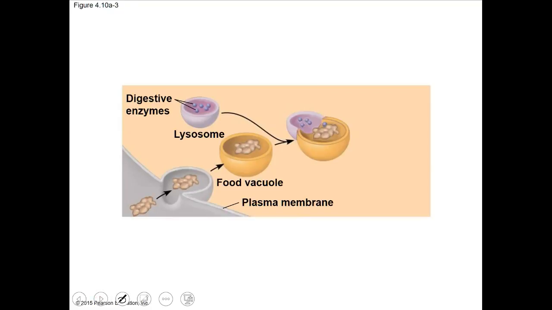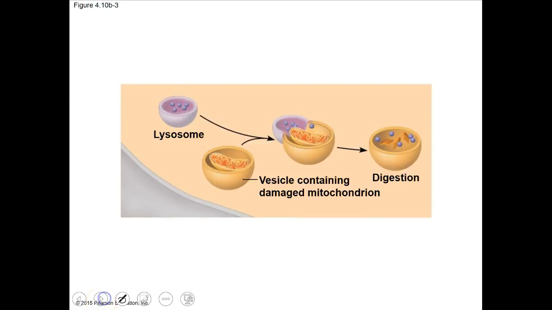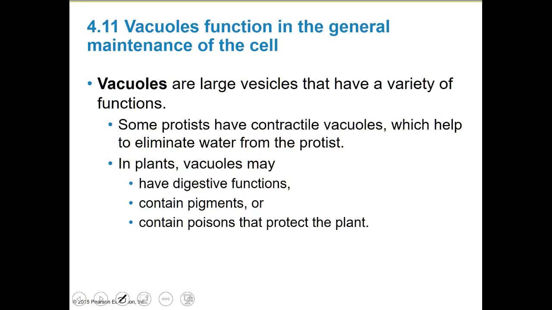We have a little food particle. It comes in, it fuses, it digests it and breaks it down. And then here we have a damaged mitochondria, and it says, oh, we don't need all that. It'll break it down into little parts so we can use those parts over again. So it just helps clean up and recycle things. Okay? We're almost there.